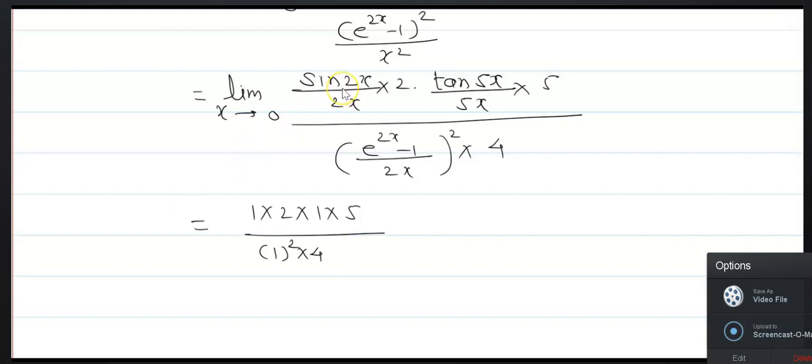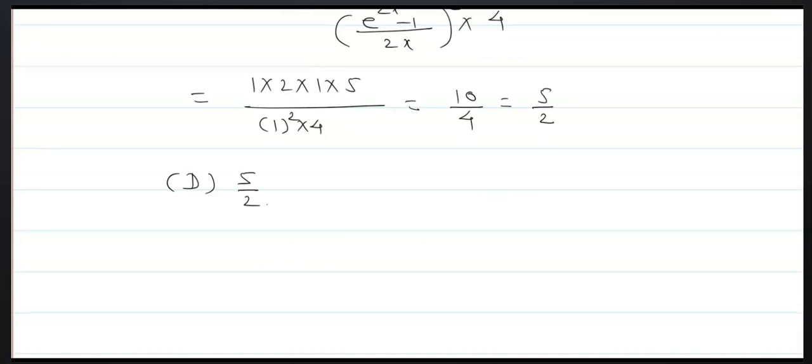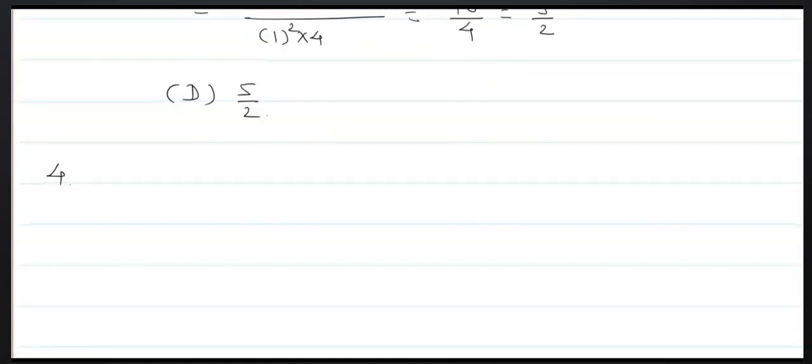That is the limit of sin 2x upon 2x into 2, tan 5x upon 5x into 5. The value of this limit is 1 into 2, 1 into 5. And the value of this limit is 1 square into 4. Now, see this here. That is equal to 5 by 2.